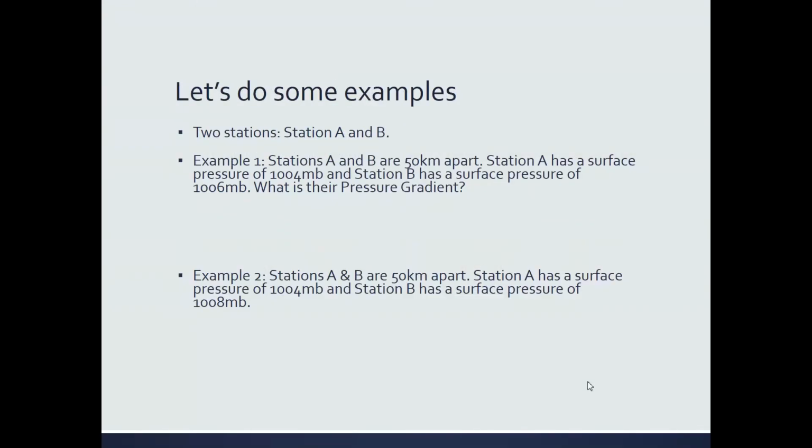Let's do a few more examples. So let's say I have two stations, Station A and Station B. Let's suppose that they're 50 kilometers apart.